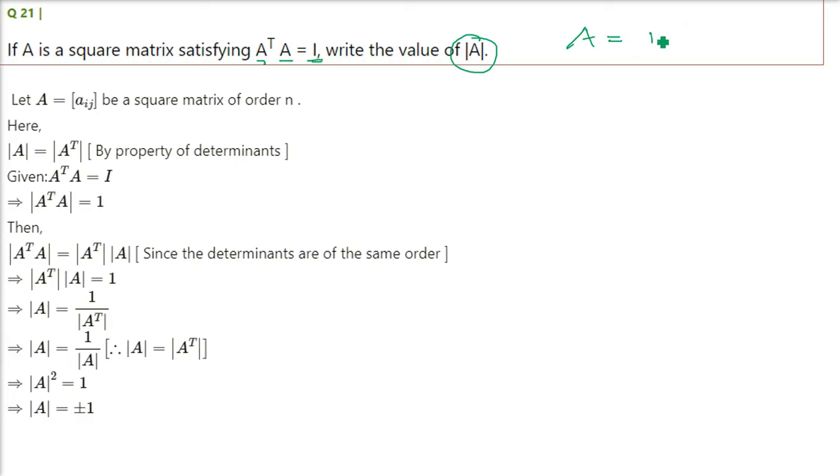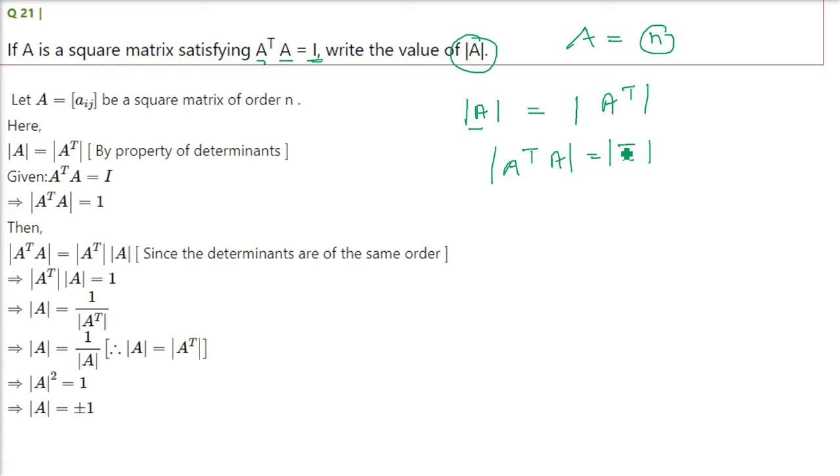A is a matrix. It is a square matrix. The order is n by n. When we take the determinant of a matrix, if you take the determinant of A or determinant of A transpose, it is simply changing row to column, and it is going to be the same. It won't change. First thing, okay. Now A transpose A is given as identity matrix. Let us take the determinant both sides.